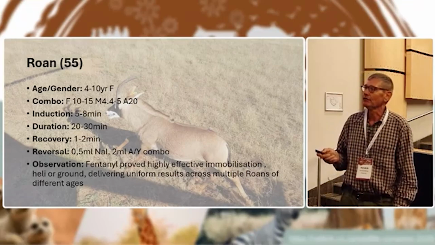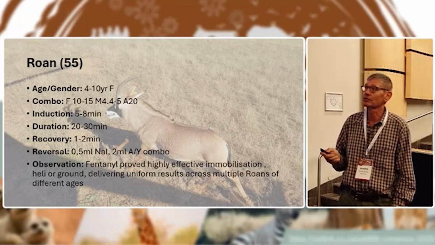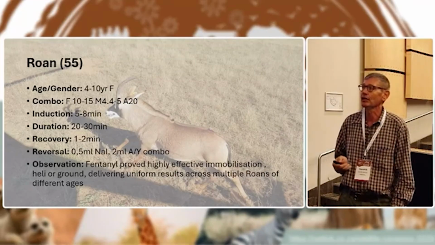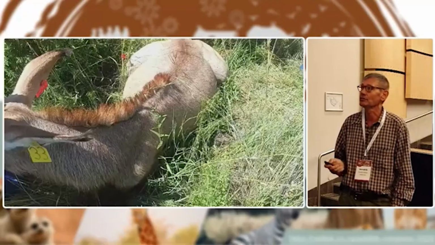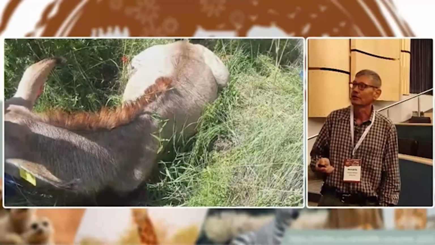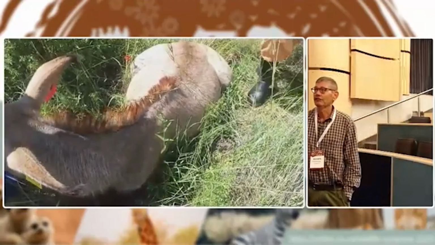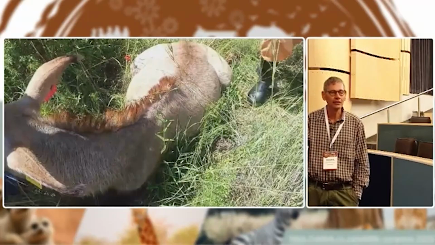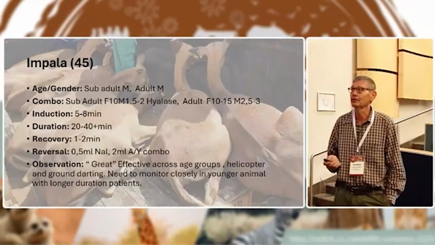Fentanyl provided highly effective immobilization from the helicopter. Most of those 55 animals were done by Tinus, and most from the helicopter. Uniform results. This is one of the animals that was done by Tinus, and you can see you get that typical nice and flaccid animal that you can easily load, easily handle, and have semen testing done on.